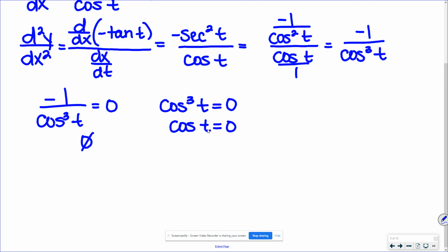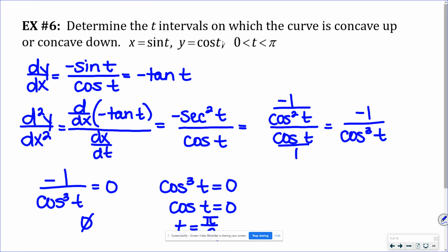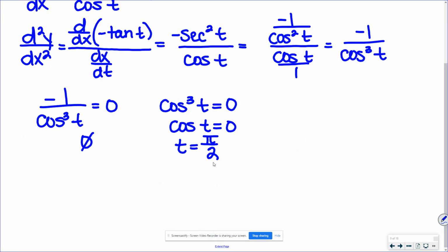So when cos of t equals 0 is like asking when is cosine 0? That occurs at pi/2, 3pi/2, etc. But we do have a time interval from 0 to pi, and so pi/2 would be the only thing that fits in that interval. And then you make a chart. Okay, and so you could put pi/2 here. I think we did more of a chart format last year, but this works too. This is a little simpler.